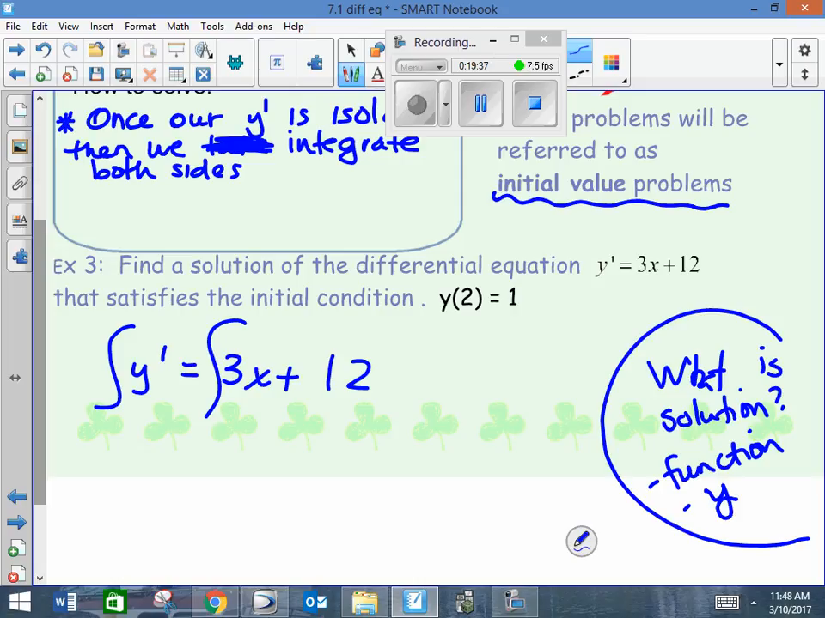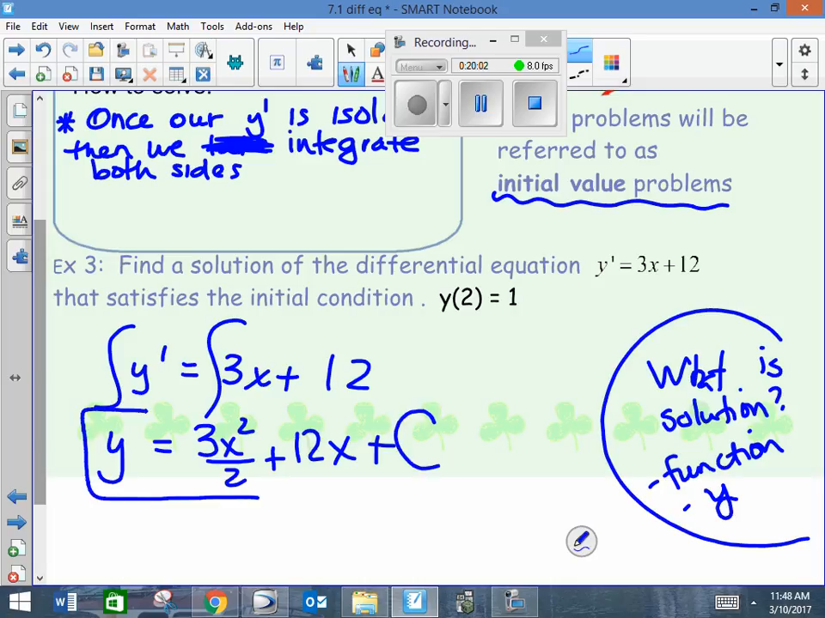Okay, ready? What's the antiderivative of y prime? y. What's the antiderivative of 3x? Okay. What's the antiderivative of 12? And what do we have to remember, Claire? C. All right, there's our function. This is what we would call our general solution.